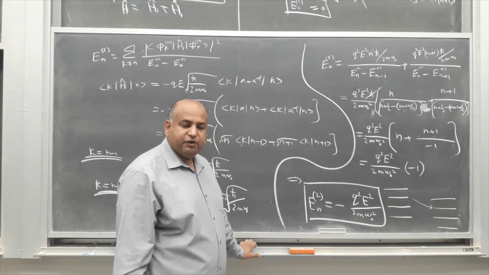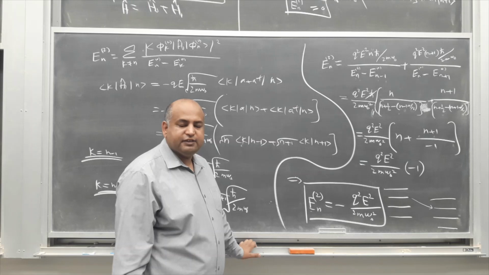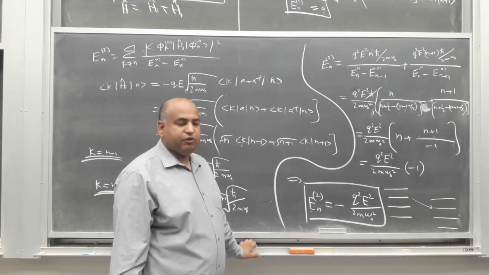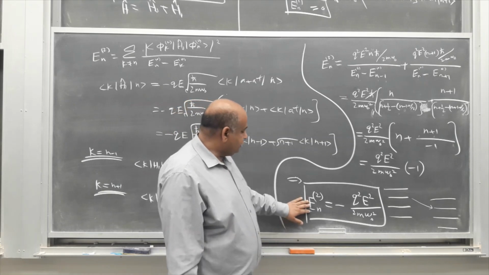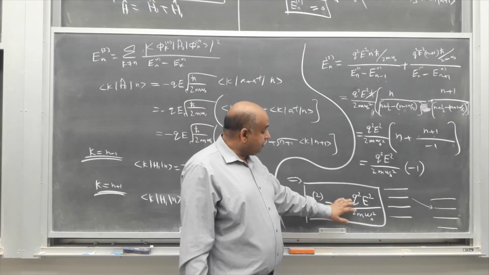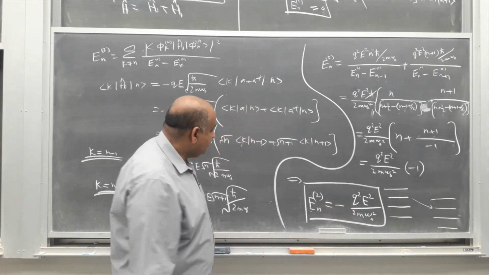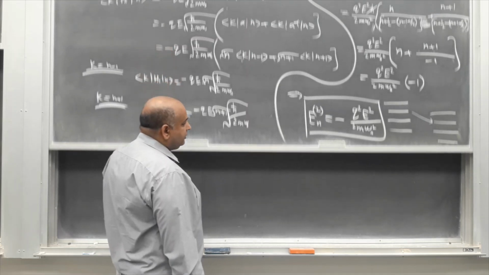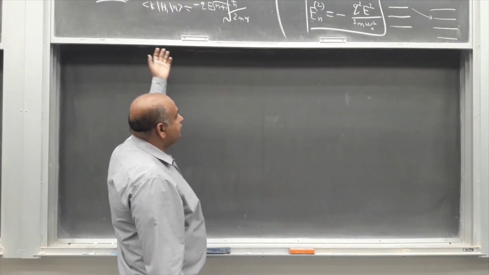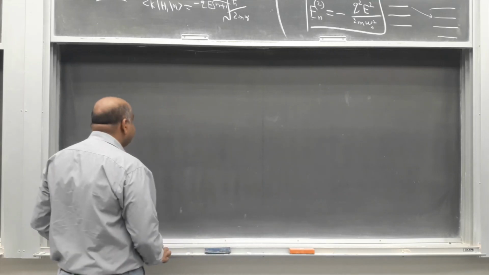mu dot E, where mu is the electric dipole moment and E is the electric field, and the change in energy would be proportional to the electric field. However, the change in energy is proportional to electric field square, not to the electric field. But this presence of energy proportional to E square also indicates that this is sort of an induced electric dipole. Let me just briefly discuss this.